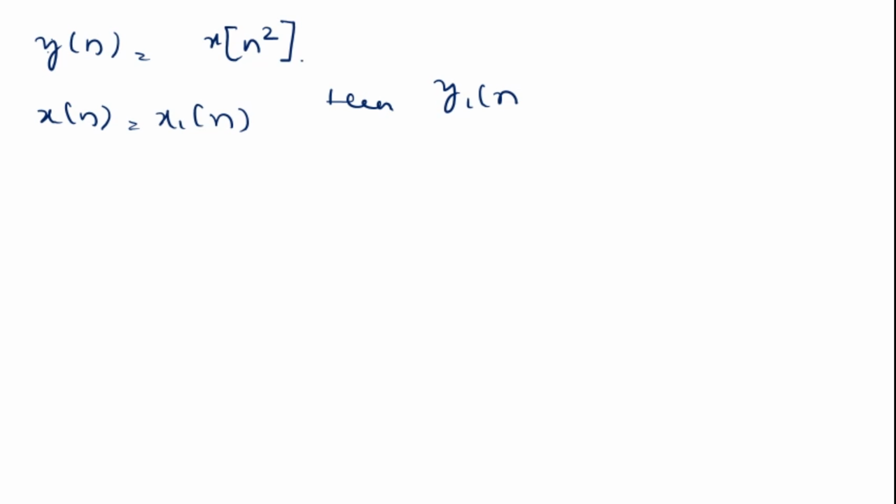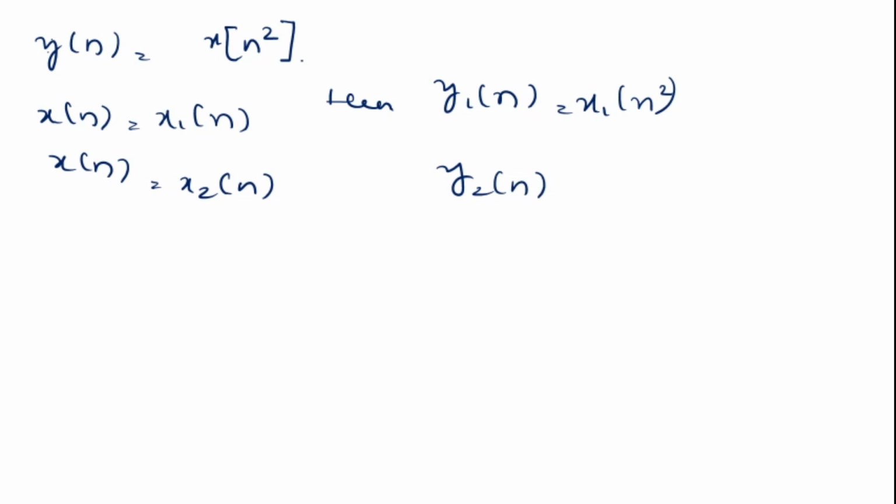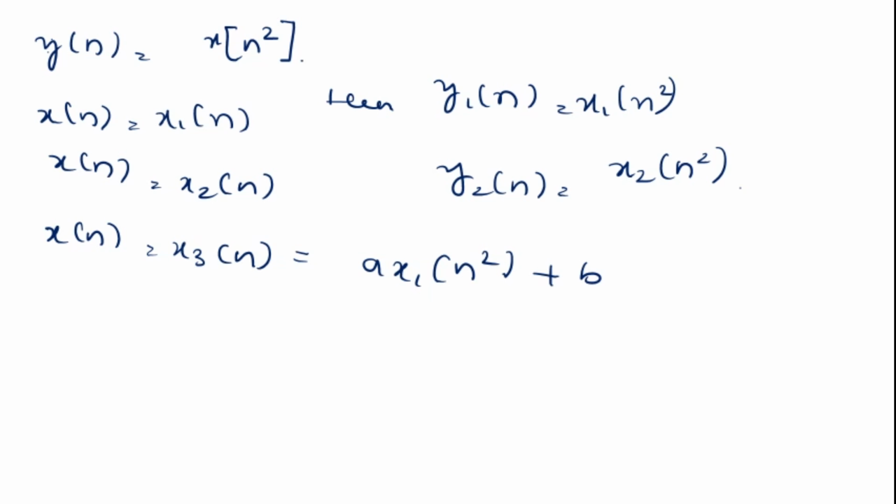Next problem, y of n is equal to x of n square. Let input x of n is equal to x1 of n, then output y1 of n is equal to x1 of n square. x of n is equal to x2 of n, then y2 of n is equal to x2 of n square. Then x of n is equal to x3 of n, which is equal to a into x1 of n square plus b into x2 of n square.